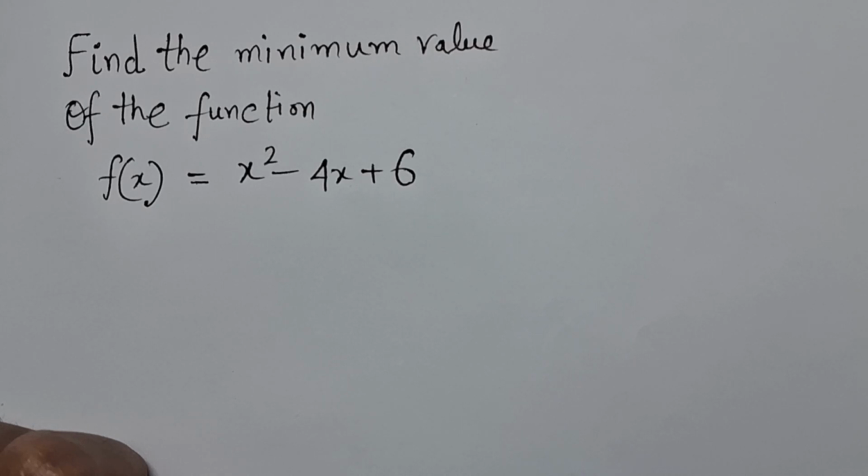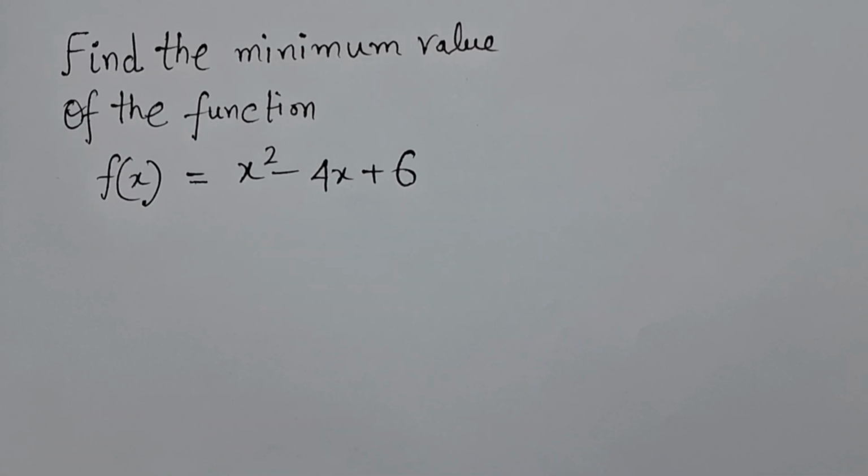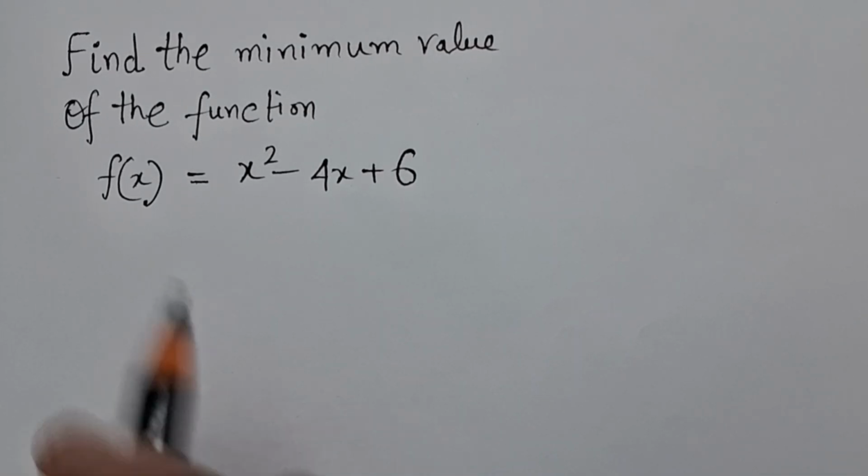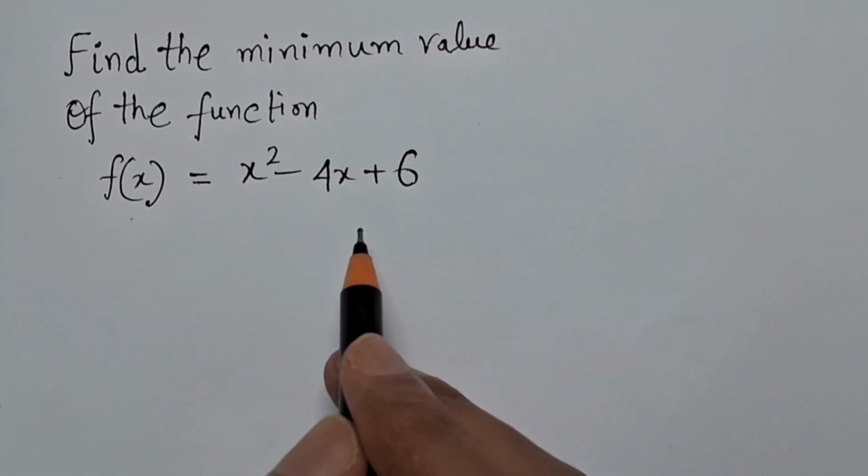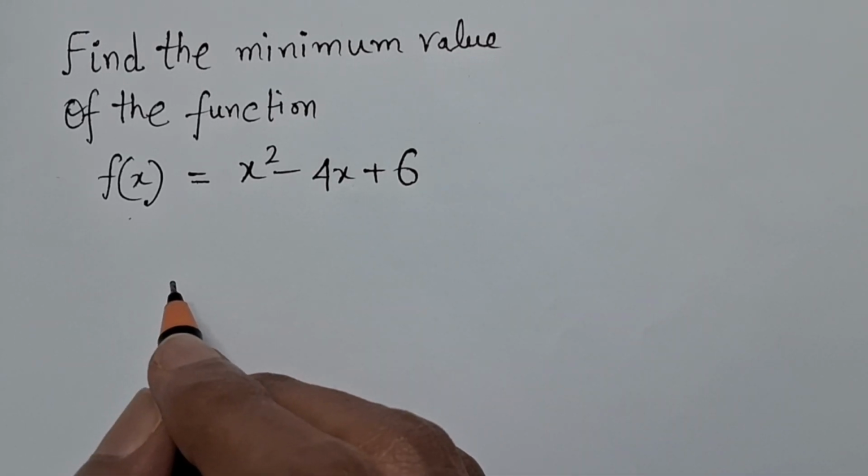Struggling to find the minimum value of a quadratic form? Today we're going to find the minimum value of the function x square minus 4x plus 6 using a simple trick that works every time. So let's dive in. The first method is called the squaring method.